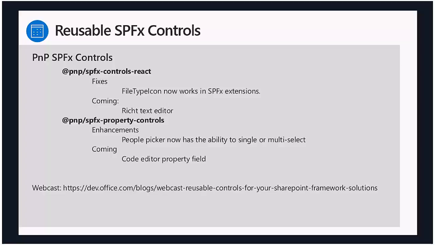And then for the property controls, the people picker, you can now pick single or multi-select people based on the settings for that control. And he's working on a code editor property field. So that's similar work to the rich text editor, and that's in the pipeline.